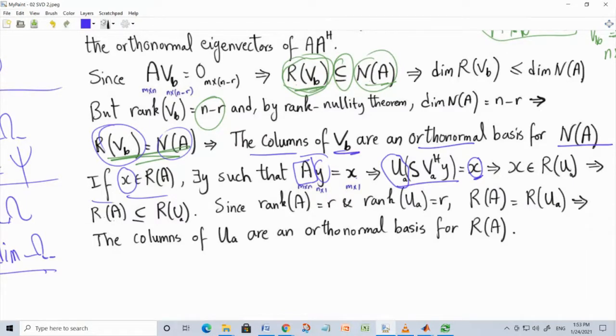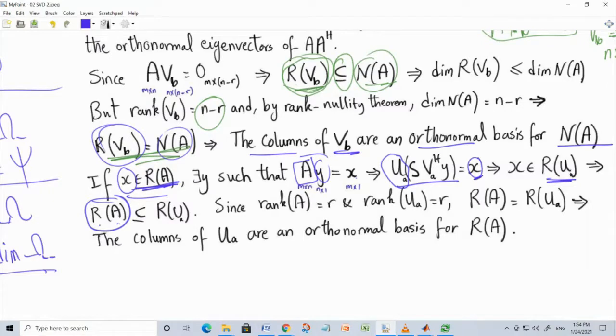Okay, and so basically the column space of A, or the range of A, is a subset of the range of U_A, right? Because again, you start with any vector here, it must end up there. So R(A) is a subset of R(U_A). But what about the dimensionality? The dimension of the range of A is the rank, and the rank is r. What about the dimension of R(U_A)?